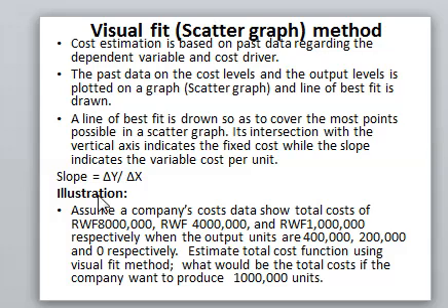So the slope of the line will be the change in y over change in x. Once you get the slope, that gives you the variable cost. Once you get the variable cost, you can determine the fixed cost. So you can look at this example.